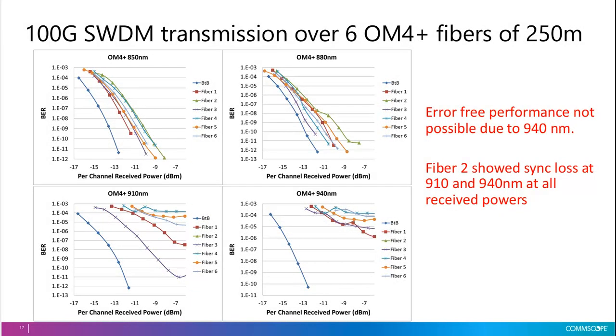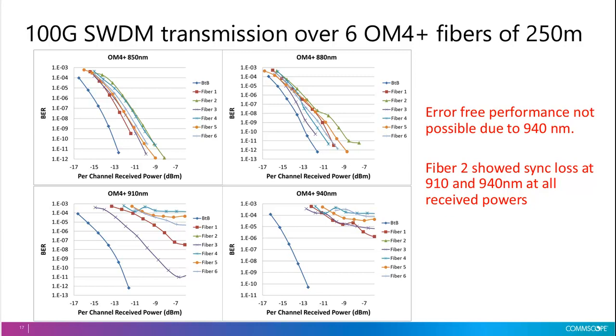Here is the same data, same measurements using the 6 OM4 plus fibers. The back-to-back is the same as the previous slide because we're using the same transmitter and receiver. And for the 850 and the 880 nanometer channel, things still work really well. They're well-behaved. For the 910 nanometer channel, we start to see some error floors with some of the fibers. And for the 940 nanometer, all the fibers have an error floor at or near or at or above the FEC limit of 5e minus 5. So due especially to that 940 nanometer channel, we can't have error-free performance for this system.